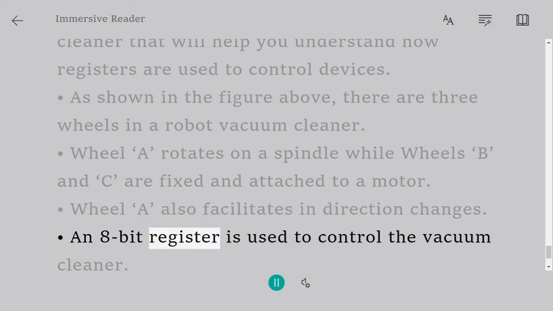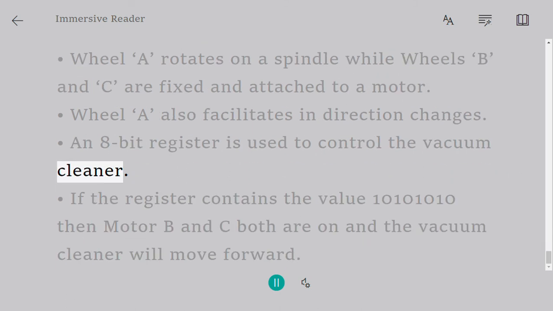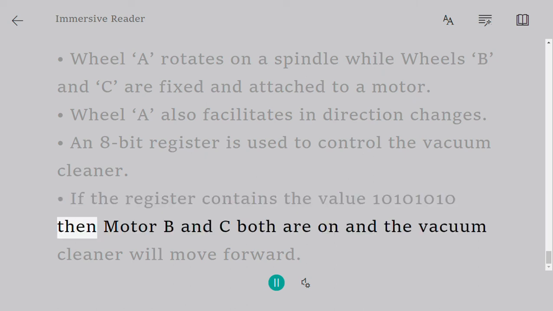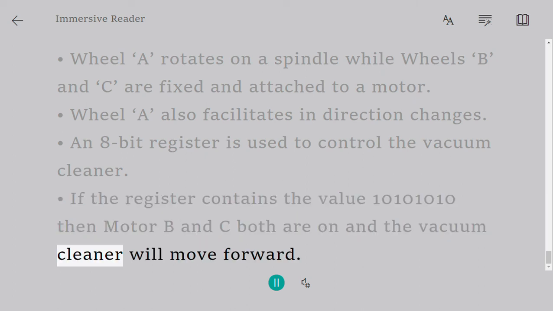An 8-bit register is used to control the vacuum cleaner. If the register contains the value 10101010, then motor B and C both are on and the vacuum cleaner will move forward.